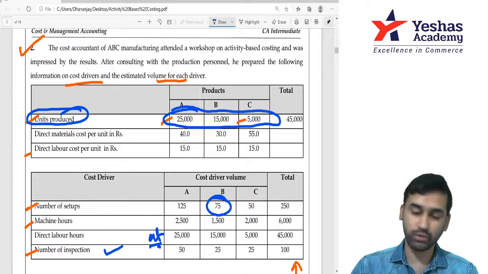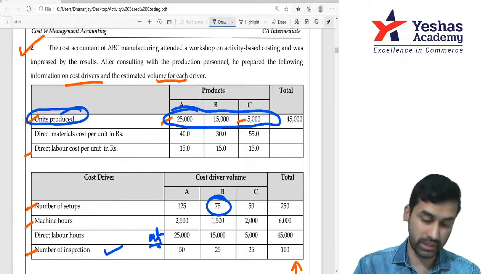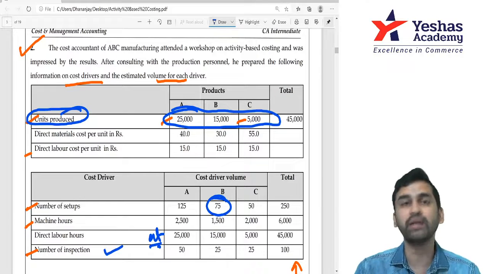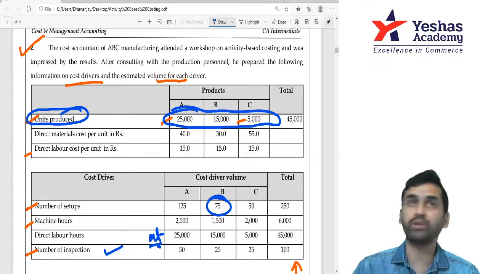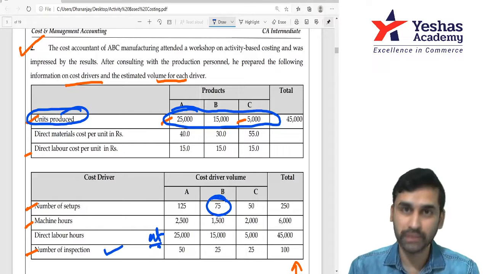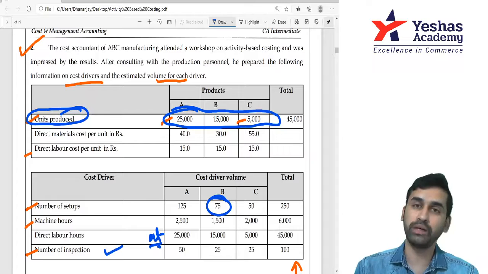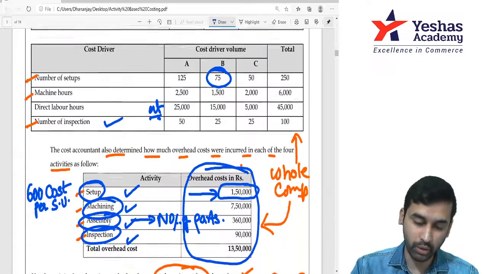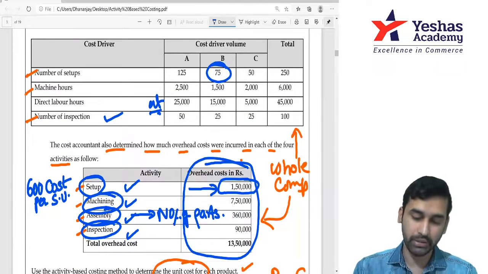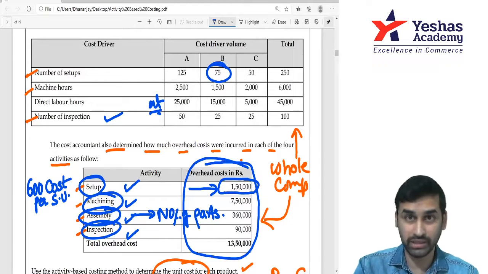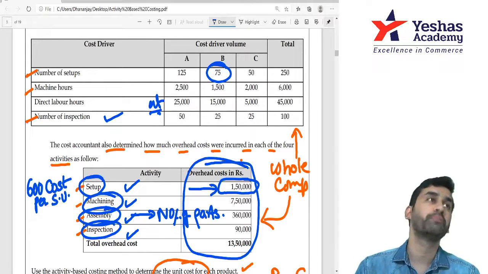They know that they have to do working note 1 for setup cost, for machine hour cost and so on, and then in the mid of the answer they are stuck. They don't know how to continue. Now tell me, what will be my first step in the answer? I'll do working note 1 to calculate cost per cost driver. I will do all this: setup, machining, assembly, inspection. So I'll get 4 answers, like how I got 6 answers in the previous problem.